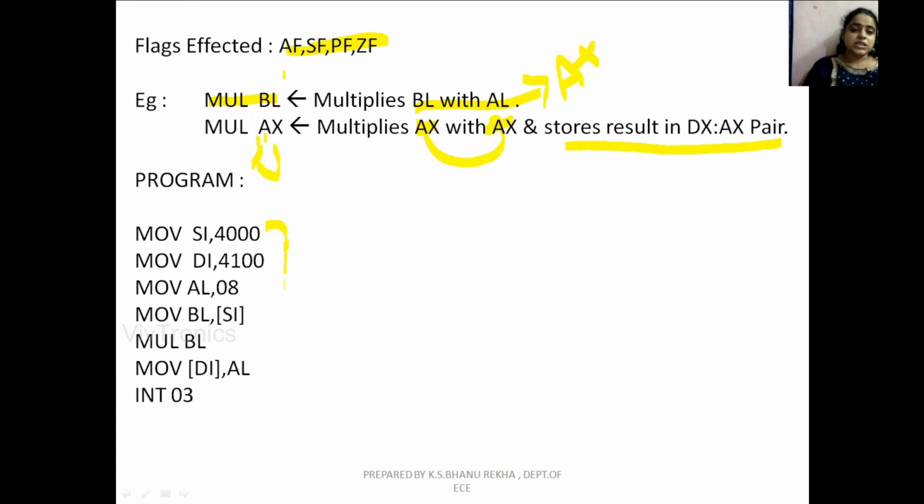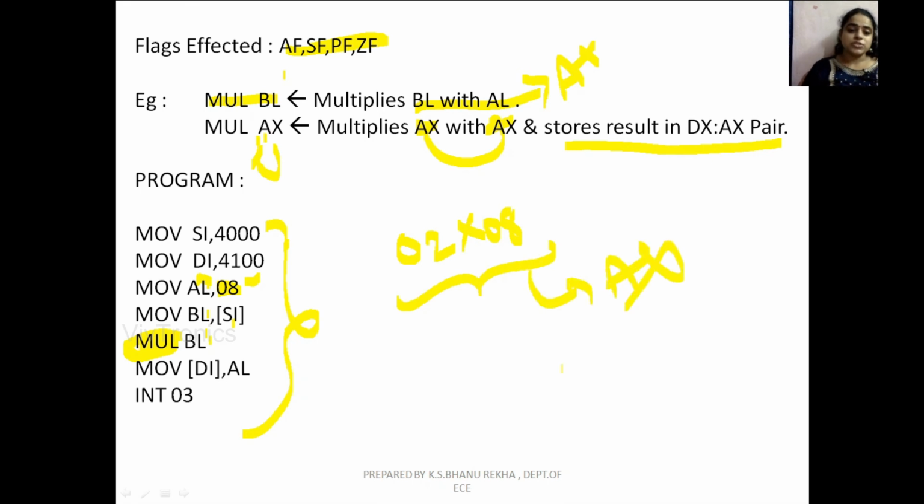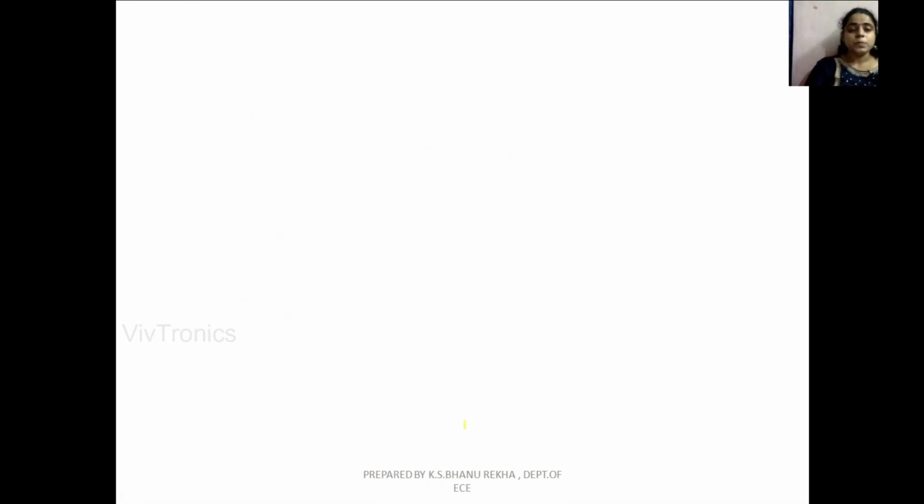So let us see this program on mul instructions and let us see how it works and what the status of registers is in 8086 after execution of this mul instruction. Okay. So you can see move AL comma 08, the content of AL is 08 and BL is 02. Mul BL means it operates 02 into 08 and stores this result in AX register. Okay, let us see the example now.